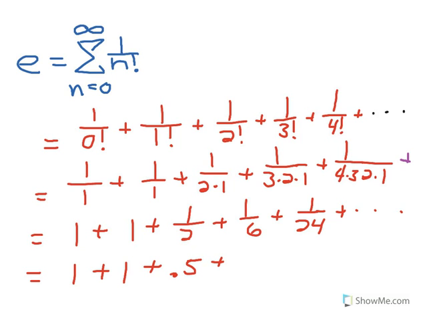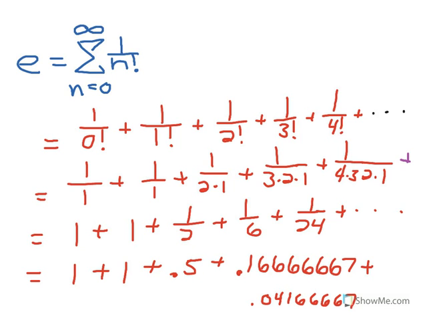1 divided by 6, rounding to 8 decimal places: 0.166, and then the 8th place, 1, 2, 3, 4, 5, 6, 7, rounds to 7. Plus 1 divided by 24. I'm running out of space already. 0.04166667. 1, 2, 3, 4, 5, 6, 8 decimal places. Continue to go 8 decimal places.